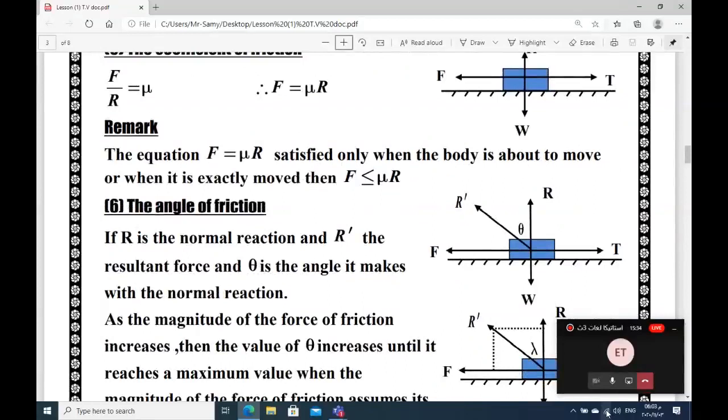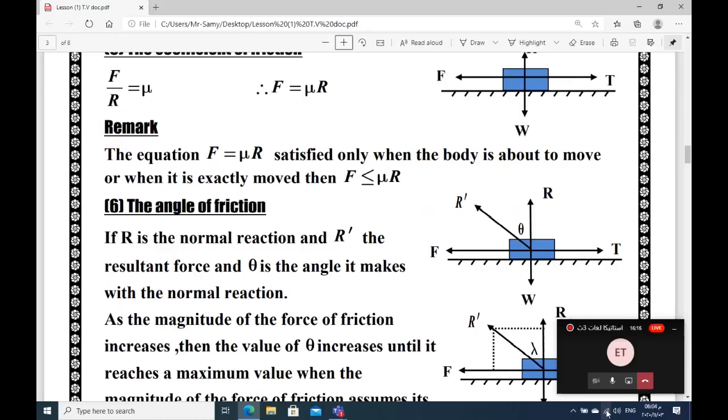We know that static friction force appears when the body is about to move, and we find it in the case of a rough plane. Then we deduce that F over R equals mu. What is mu? Mu is the coefficient of static friction. And we deduce that F equals mu R. Then this static friction force belongs to the closed interval 0 to mu R.